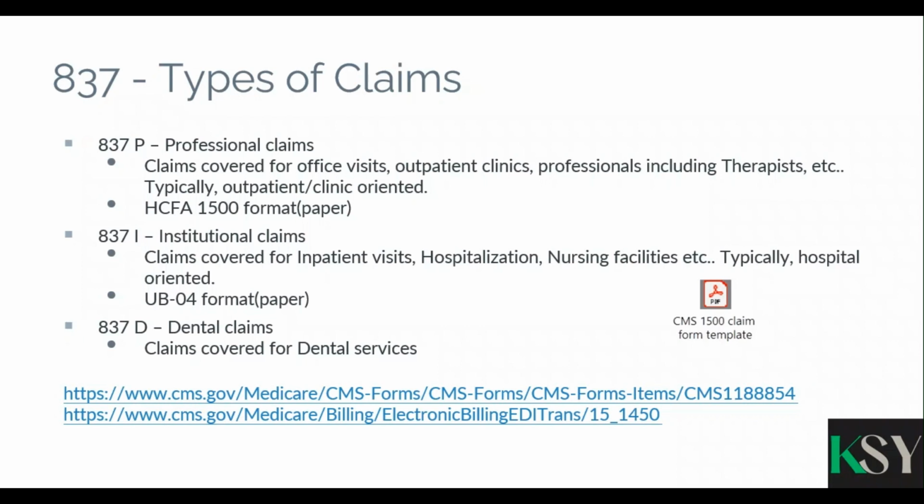So 837I covers the institutional claims. These are the claims wherein the patient gets admitted to the hospitals. So pretty much all the hospital claims go as institutional. And then we have the dental claims. 837D is used for that. So these are some of the links from the CMS website wherein you go and find those forms, how the paper forms look like. It would also help you to understand what are the different data elements that go on a claim.